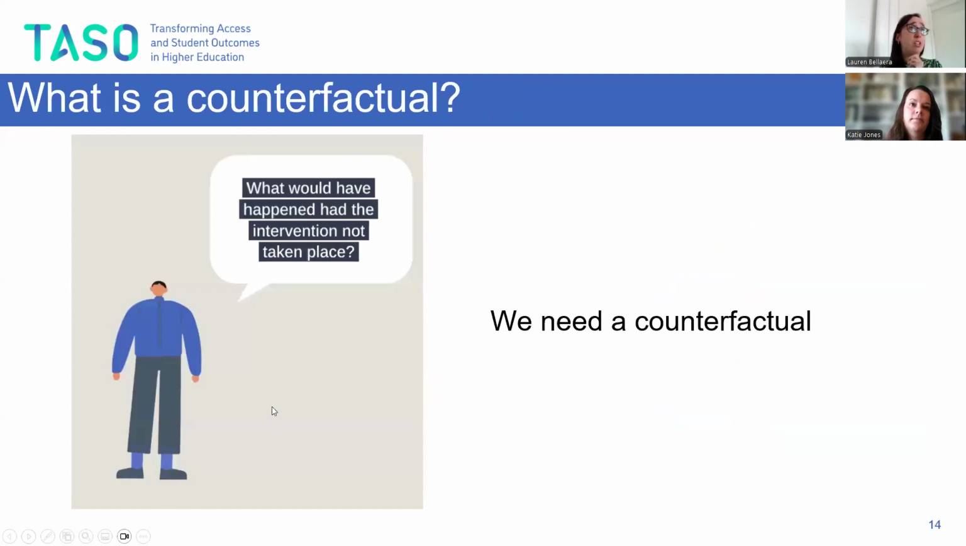Okay, so when we're thinking about a counterfactual, the key question we're asking is: what would have happened had the intervention not taken place? What would that counterfactual be? If the intervention didn't happen, what would have happened? This is what we refer to as having a counterfactual. This is also helpful because it is really the key question and the essence of what we're trying to address when we're doing evaluations that generate causal evidence.